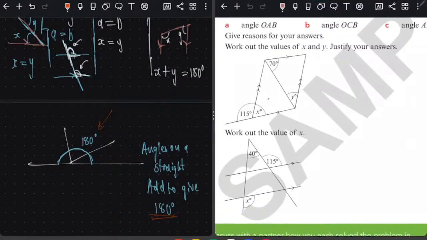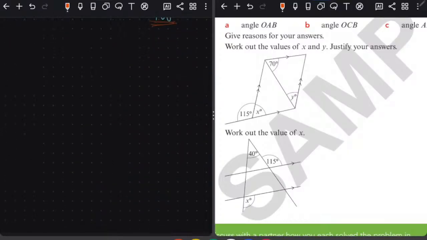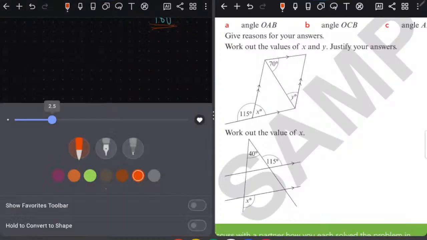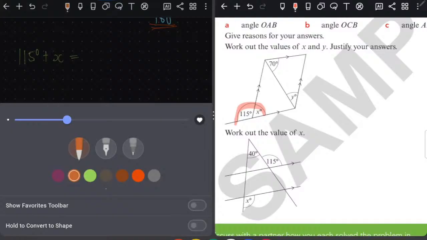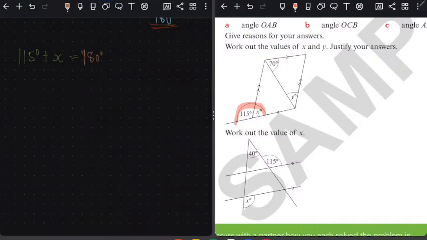How do we get this angle X here? First, tell me, how do we get it? It's on a straight line. You should quickly see that. X and who? Okay, so how do we find it? We'll say what? 115 degrees plus X should give us 180 degrees, because they're on a straight line.